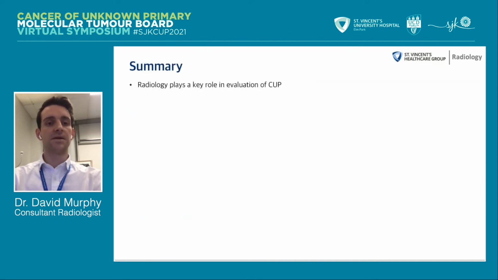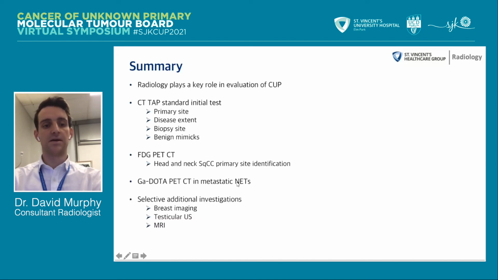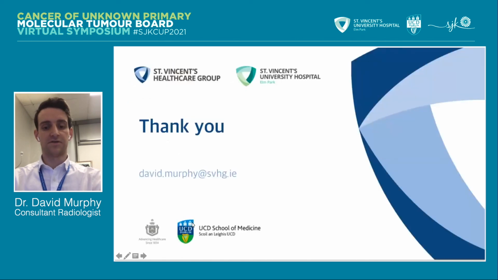So in summary, radiology plays a key role in the evaluation of patients with cancer of unknown primary. A CT thorax, abdomen, pelvis would be the initial standard test to help find a primary site, characterize disease extent, look for a biopsy site, and of course, to try and find any benign mimics. FDG PET-CT is probably the next test in line, particularly in patients with head and neck tumors. And then remember other tracers like gallium DOTATOC in patients with metastatic neuroendocrine tumor. And then we have selective additional investigations depending on the circumstance, particularly breast imaging and testicular ultrasound, and then selective use of MRI. Thank you very much for your attention.